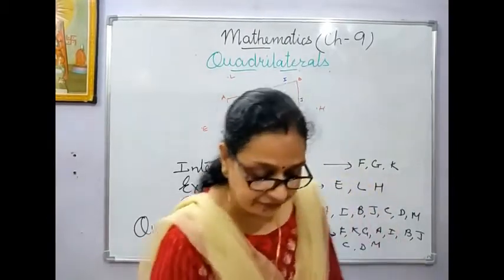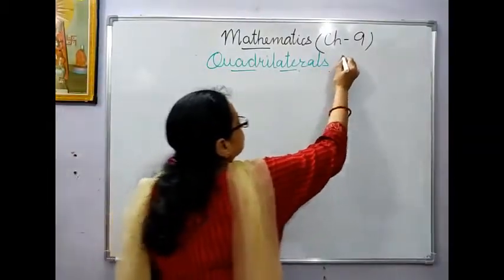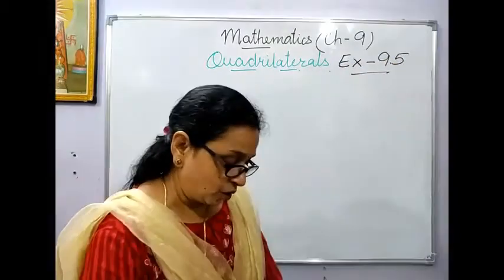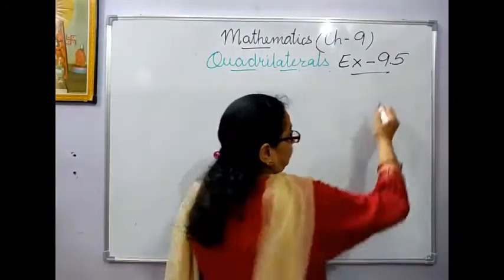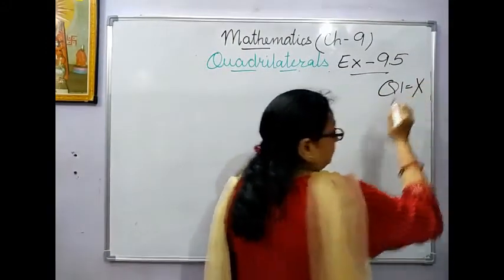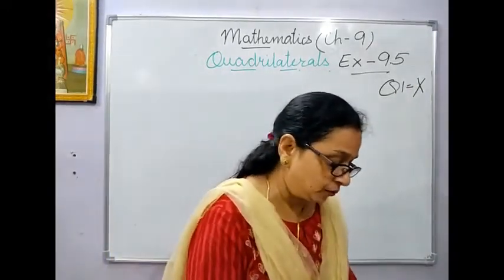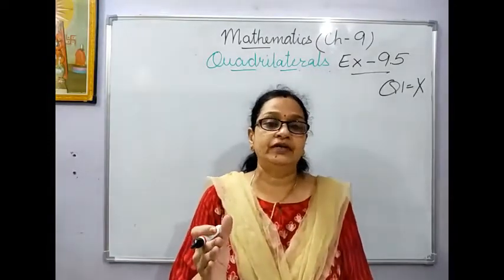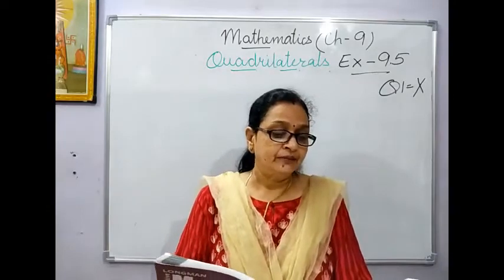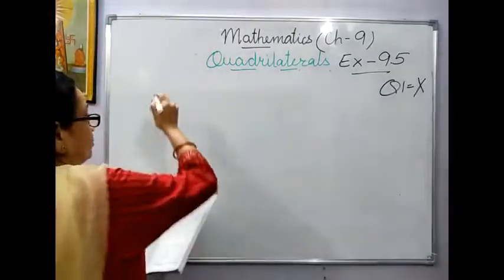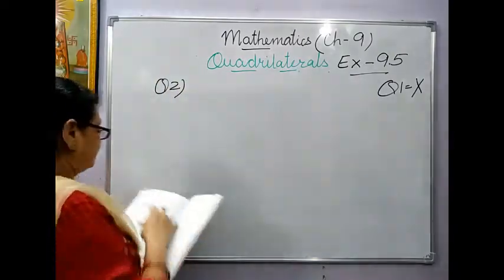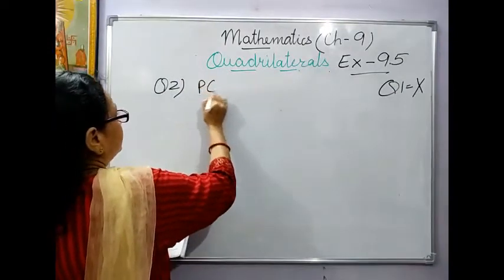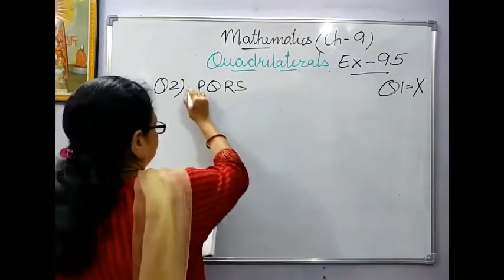Exercise 9.5. In this, children, we will not be doing question number 1. We will start from question number 2. Name the quadrilaterals. As I have told you, whenever you have to name a quadrilateral, you have to go in the cyclic manner. So in the first one, question number 2, the vertices are P, Q, R, S. So the quadrilateral will be PQRS.